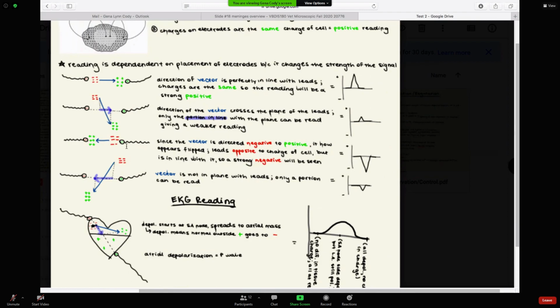The same kind of thing is here, but now my leads are in oppositely charged tissue. So I'm going to get a negative reading. If it's in line with the leads, I'm going to get a strong one. If it's obliqued and I'm only reading a portion of it, I get a weaker one. So does that make sense before I talk about how it actually looks with a heart?